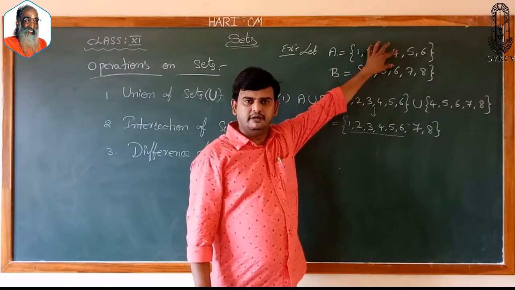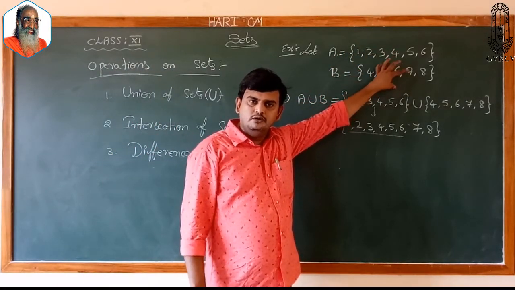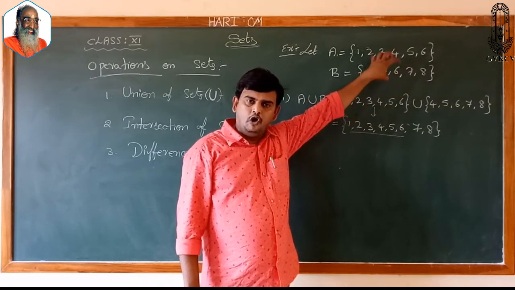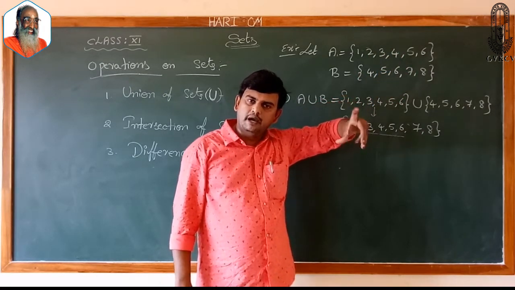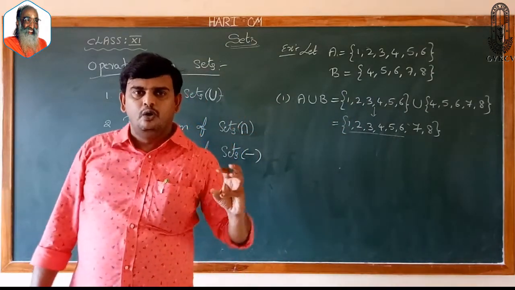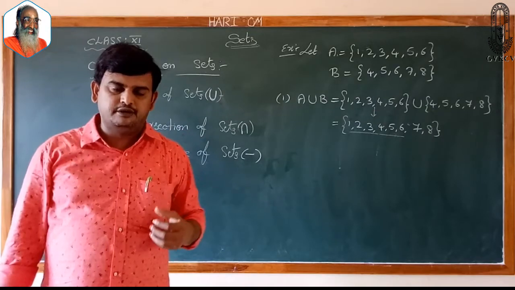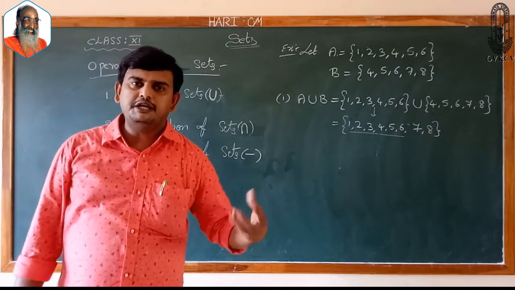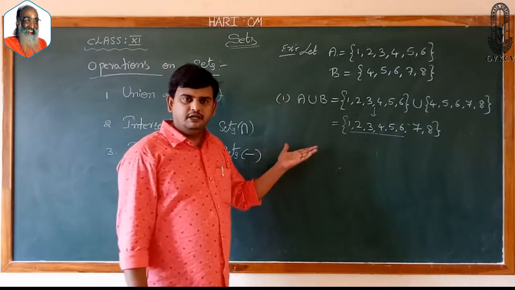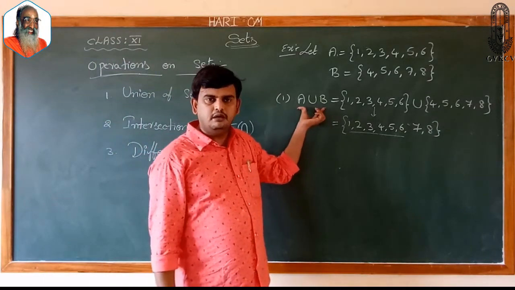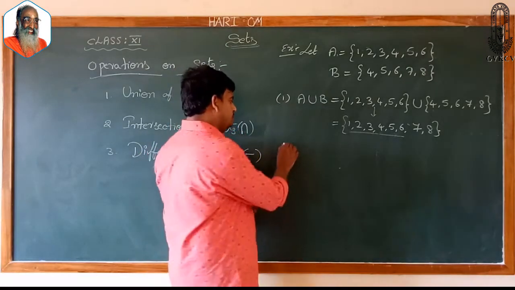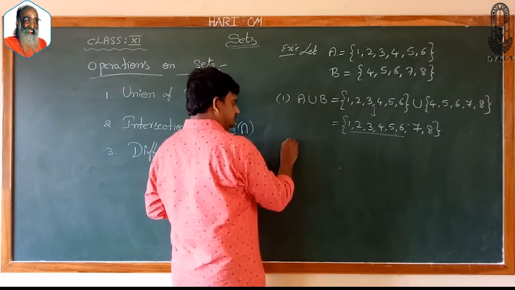Set A we have 6 elements. Set B we have 5 elements. All the elements we are combining. While mixing the elements, you need to avoid the repetition of the elements. Only one time you have to consider. So finally, A union B, how many elements do I have? 8 elements.